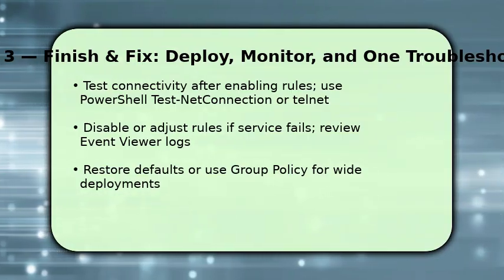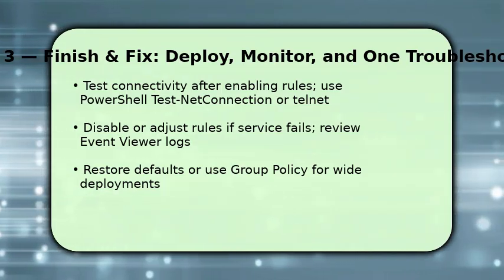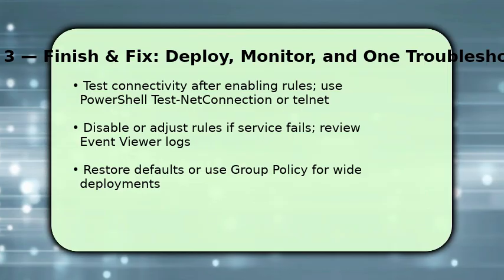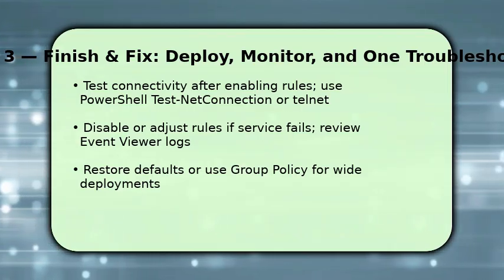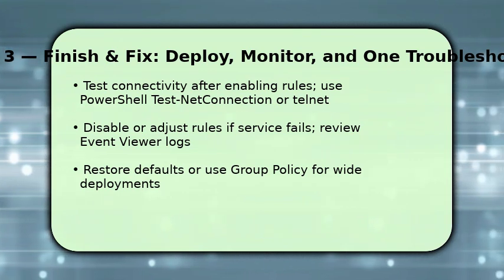Check Event Viewer for firewall or application errors and temporarily disable the rule to isolate the issue. If multiple systems need the same setup, use group policy or export the rule. As a last resort, restore firewall defaults, but reapply necessary rules afterward.